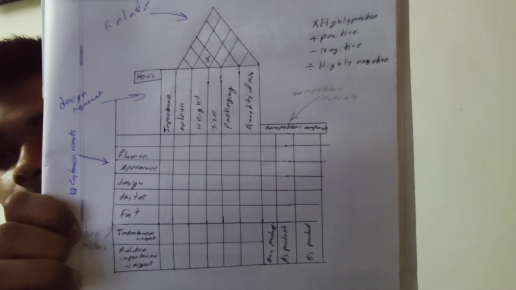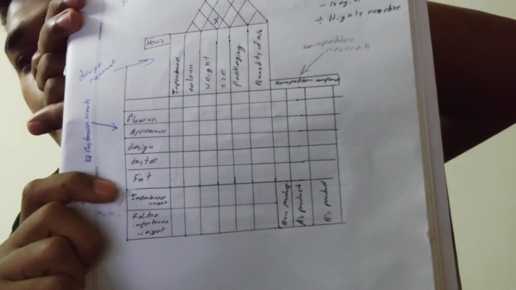So I'm going to talk about the house of quality, mostly about how you can draw it and what represents what. So this is what it looks like. There's a roof. It kind of looks like a house. That's why it's called the house of quality.